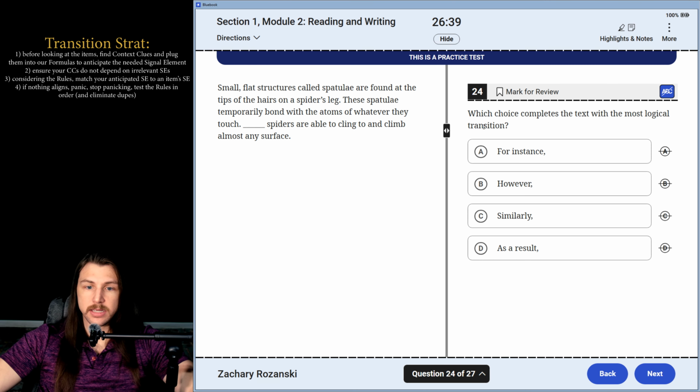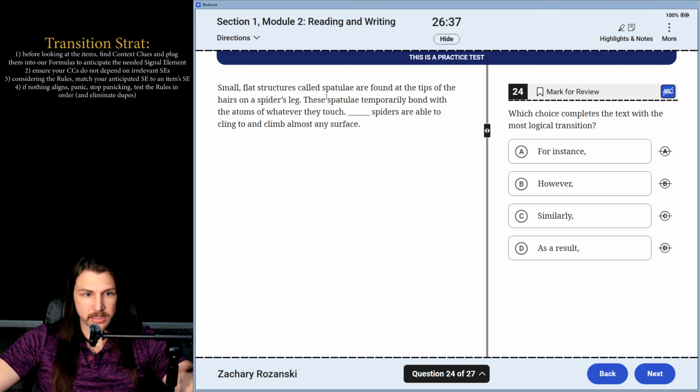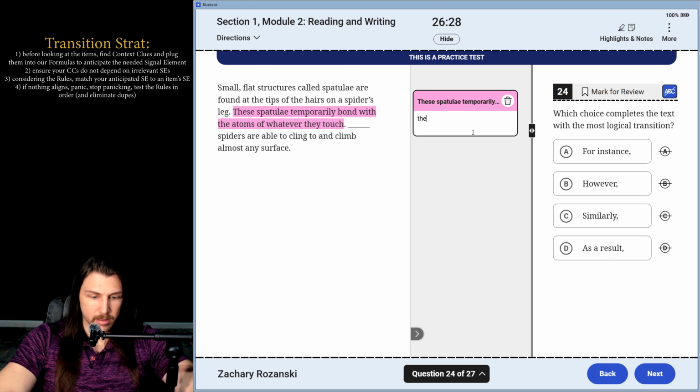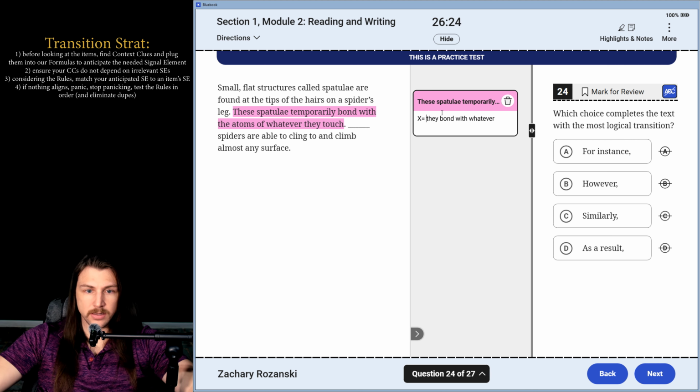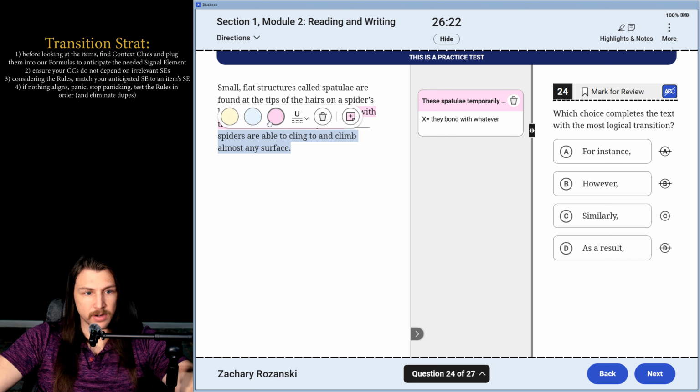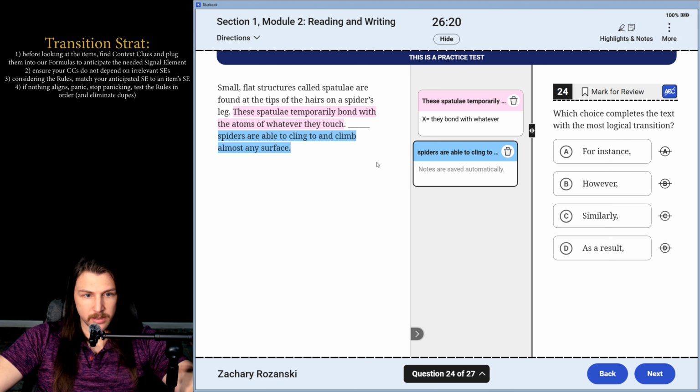Transitions 24. We can read our left side and grab some clues. These spatulae temporarily bond with the atoms of whatever they touch. They bond with whatever. This is going to be where I derive my x equals. Then my y is going to come from this right side over here. Let me interact with this.